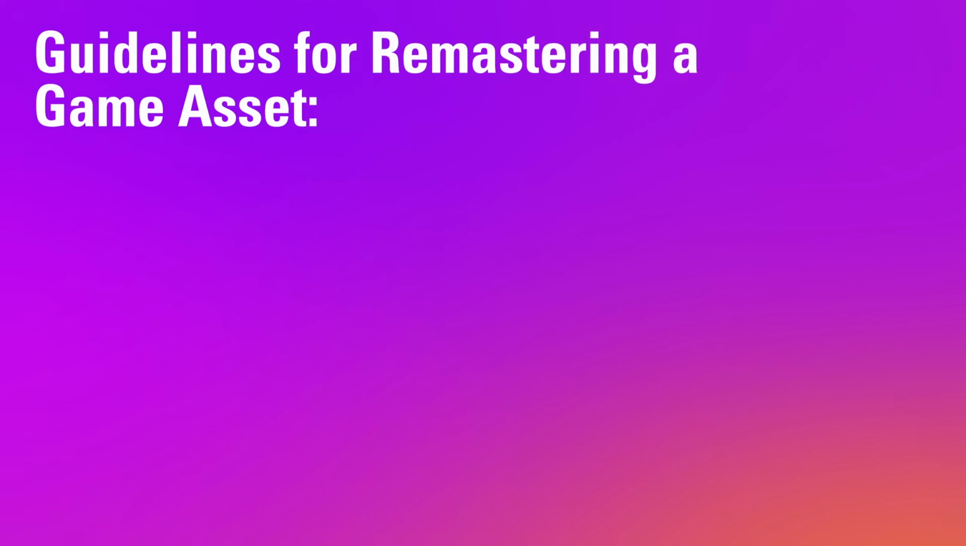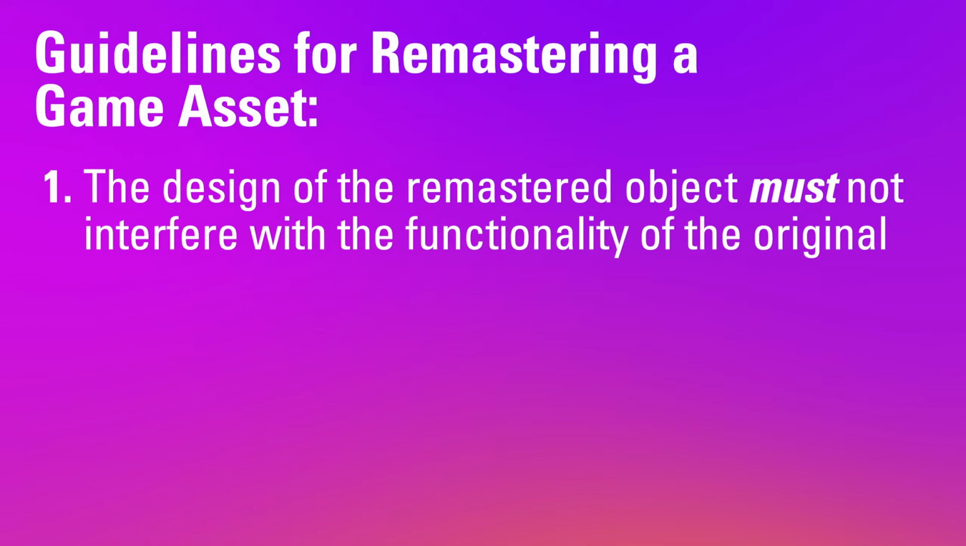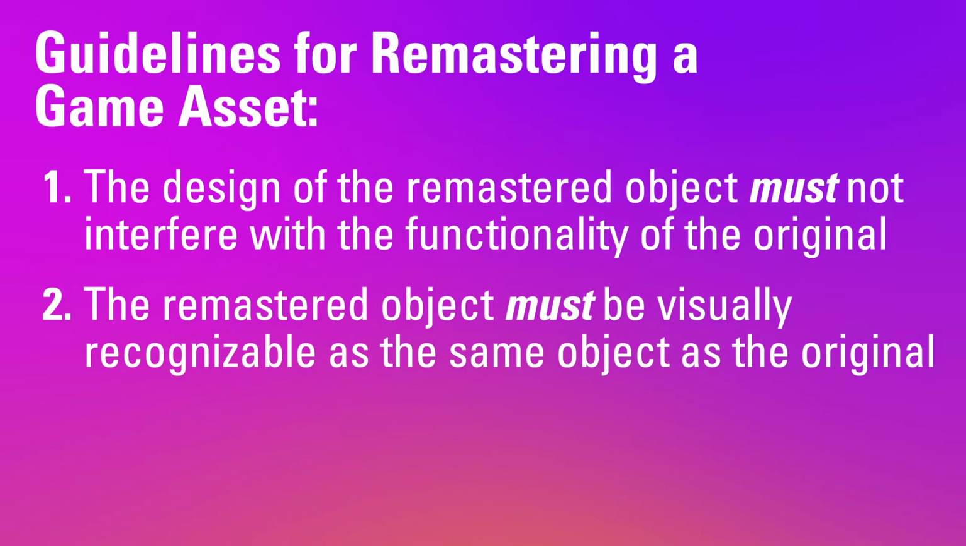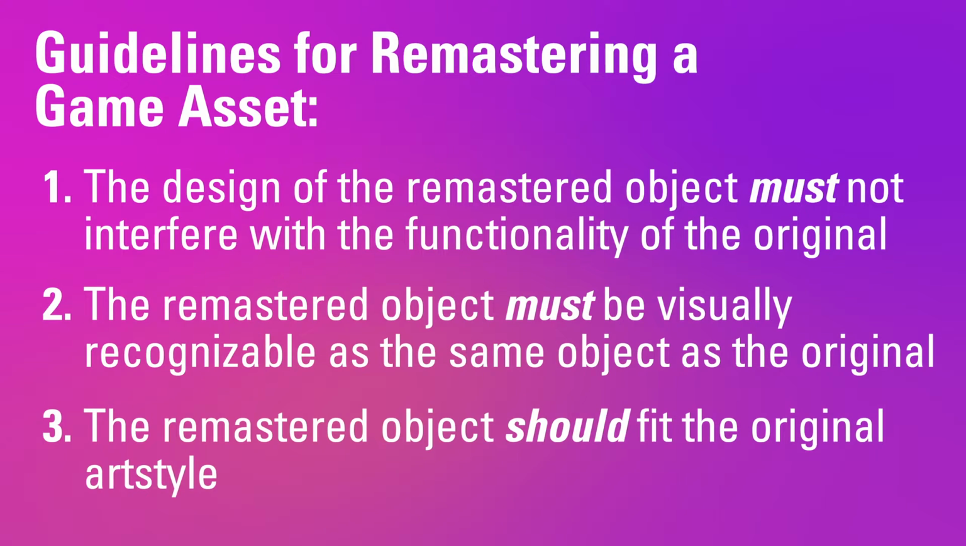To understand this further, I'd like to introduce a list of guidelines that I follow when I'm remastering an asset. Number 1, the design of the remastered object must not interfere with the functionality of the original. Number 2, the remastered object must be visually recognizable as the same object as the original. And 3, the remastered object should fit the original art style.